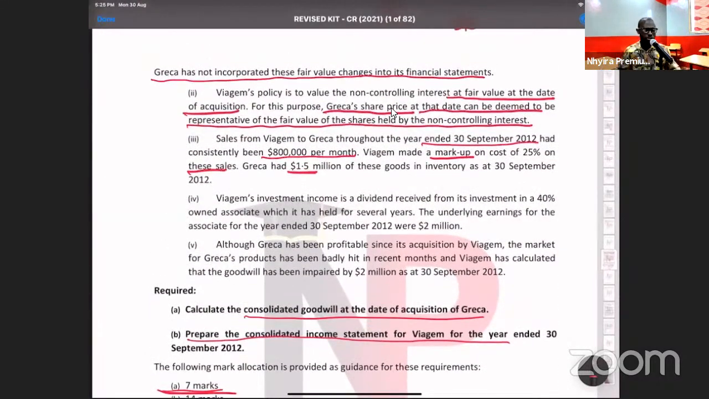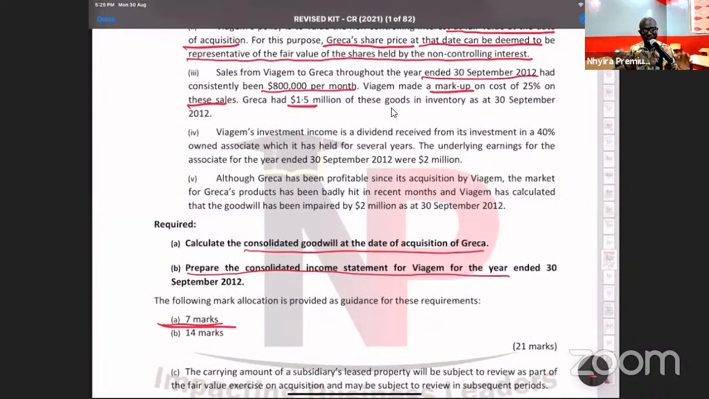So that is my note 3. I'm done. Let's go to note 4 because it's an interesting note as well in that case. Via Gem's investment income is dividend received from its investment in a 40% owned associate, which it has held for several years. Oh, okay. What did I tell you about dividend?